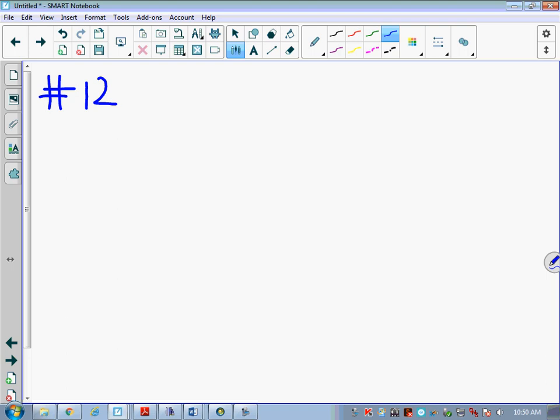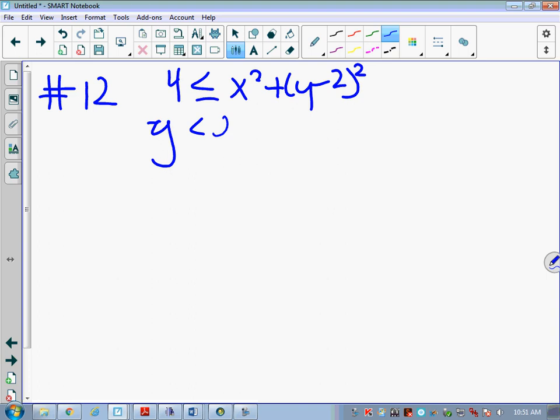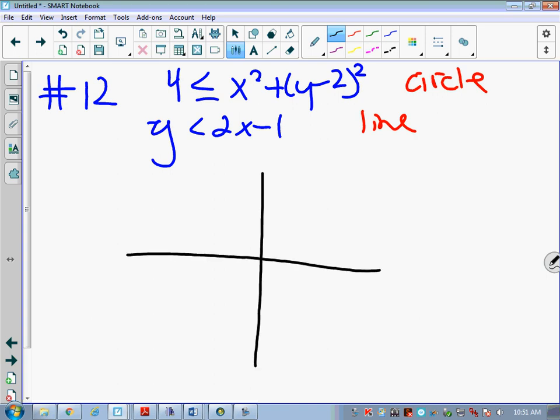Let's see. Question number 12 says 4 is less than or equal to x squared plus (y minus 2) squared. Okay, and then we have y is less than 2x minus 1. We've seen a question like this before. This top equation, what type of graph is this going to give me? A circle and a line. So what they're looking for here is the picture.